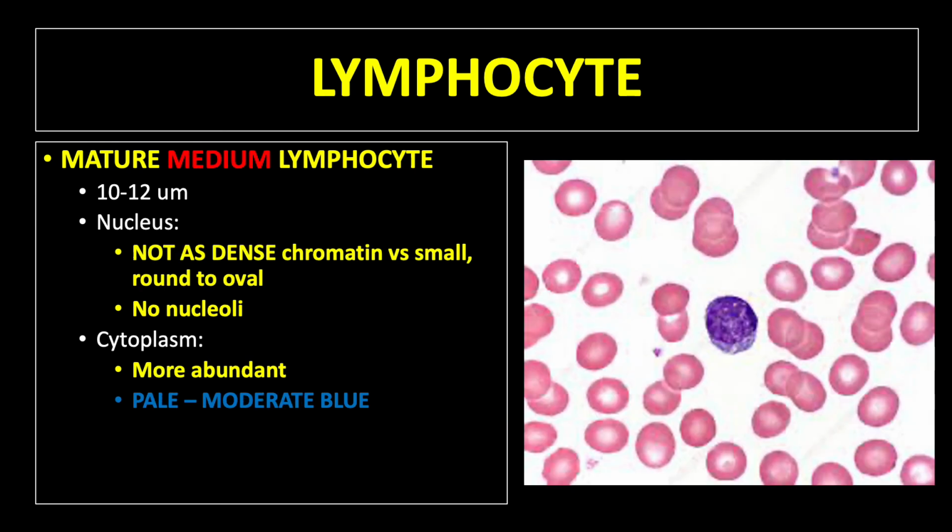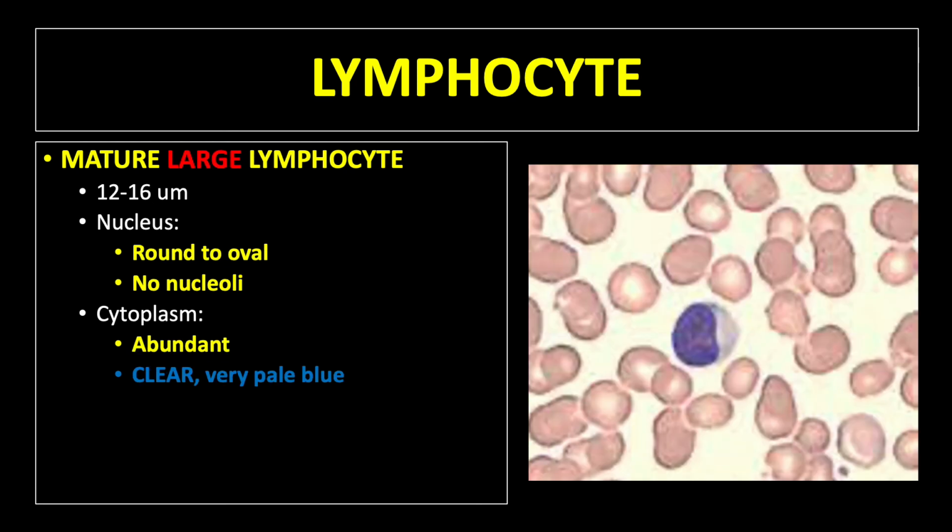So we mentioned the mature small lymphocyte. We also have the medium lymphocyte, which measures 10 to 12 micrometer. The nucleus is not as dense in chromatin when compared to your small round to oval small lymphocyte. Again, the cytoplasm now is more abundant since medium lymphocyte naman siya, and the cytoplasm is pale to moderate blue. Later on, we'll have a slide that compares the small, the medium, and the large lymphocyte.